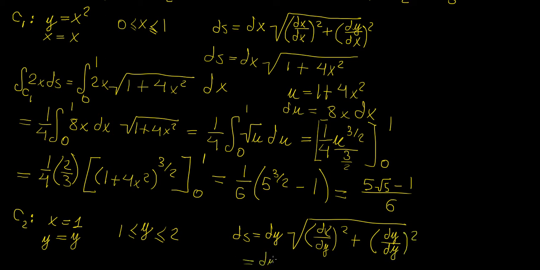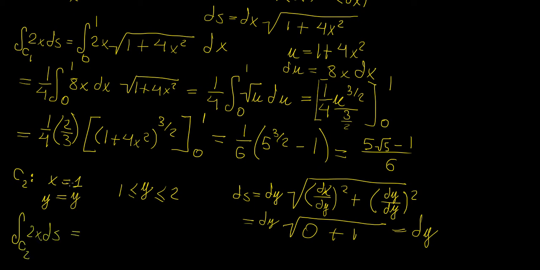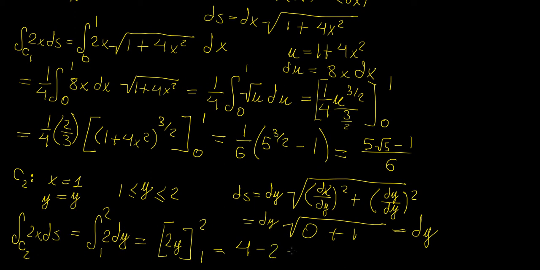So now we get dy times the square root of, let's differentiate this with respect to y. Well, it turns out that there's no dependency on y, so this becomes 0. This is 1, so this becomes dy. And now, if we grab our integral over C2, the function is 2x, we just replace x by whatever values here, so it turns out that this is going to be just 2 times dy, and now the limits of integration are from 1 to 2. So this one is pretty straightforward. We have 2y from 1 to 2, so this becomes 4 minus 2, which is equal to 2.